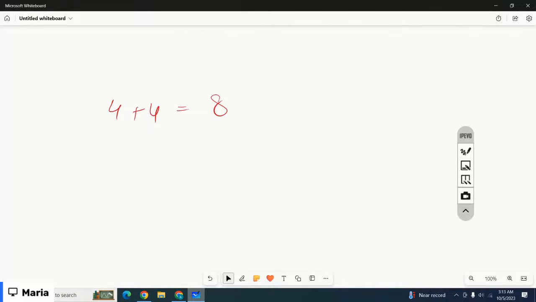Now you're given the sum, right? For example, you're given 18. You have to find the two same numbers that when you add make 18, right? So how do you find the number?